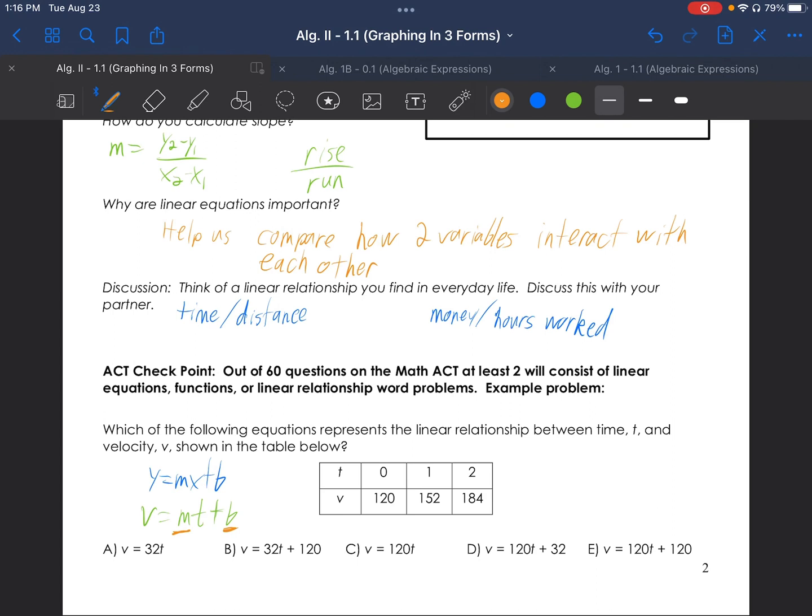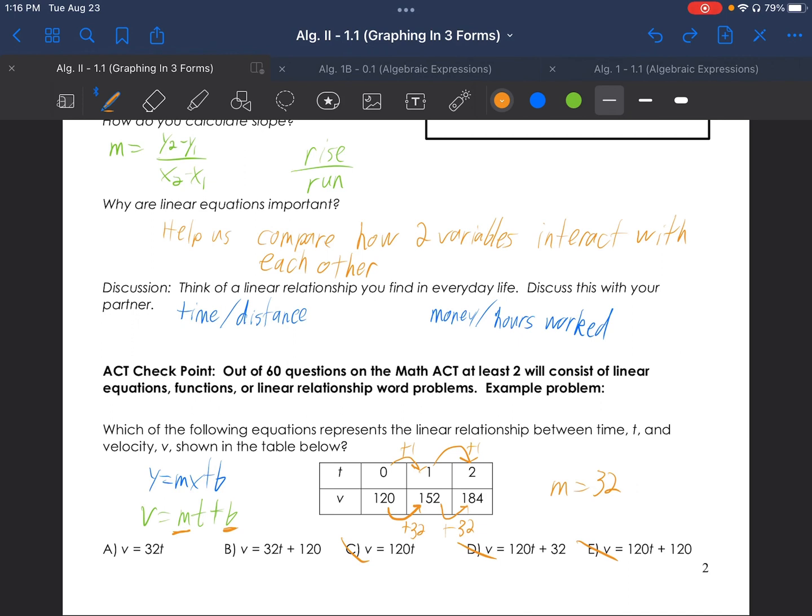So one way we can know slope is we said it's the rate of change. So what is the difference between 120 and 152? Well, they're increasing by 32 for 1 increase in time. As time increases one more time from 1 to 2, it increases from 152 to 184, so by 32 in the velocity. So it appears to be a consistent or constant rate of change, aka slope. So we know the m is 32. That already eliminates C, D, and E because they have 120 as the slope.